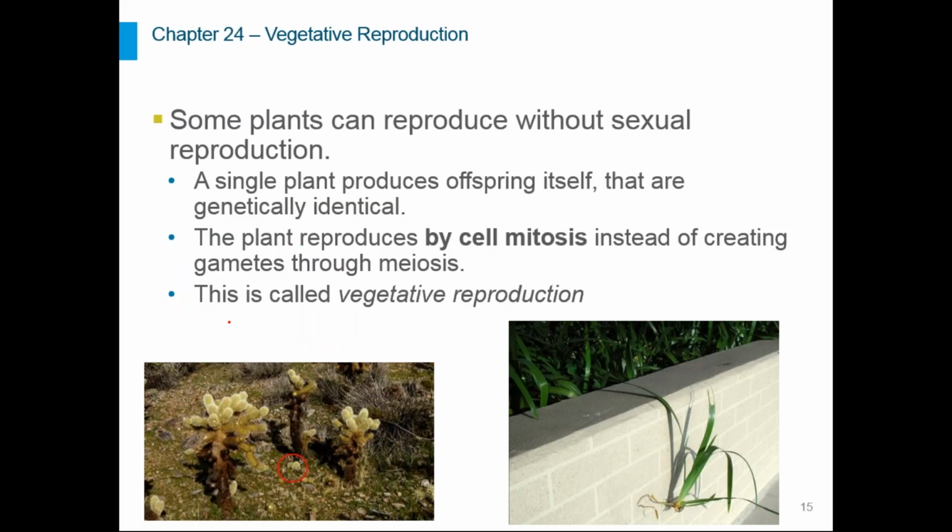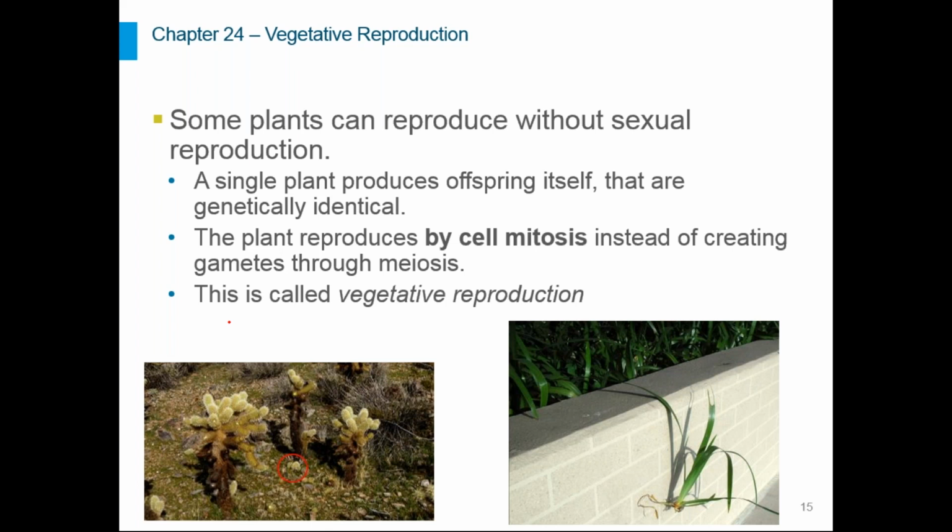Now, we've been talking this whole time about sexual reproduction, getting a male gamete and a female gamete together to make a new diploid embryo. But some plants can reproduce without sexual reproduction. A single plant produces offspring of itself that are genetically identical.